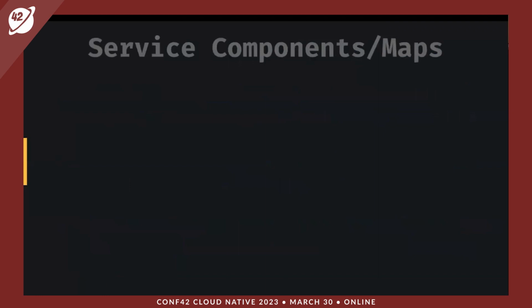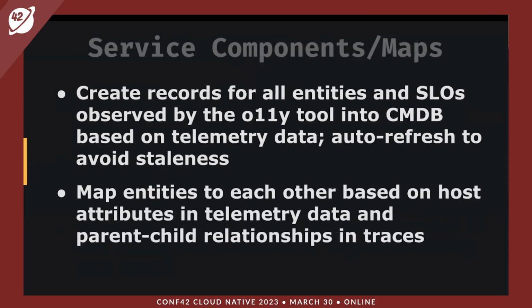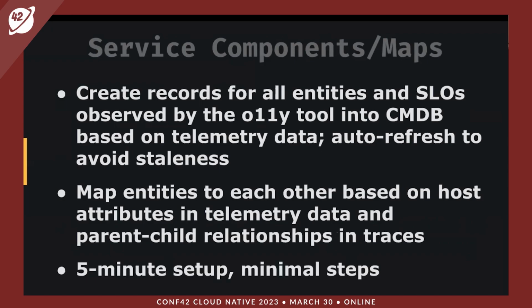In terms of service components and maps, we need to be able to create records for all entities and SLOs observed by the observability tool, create those into CMDB based on telemetry data, and they should be auto-refreshed to avoid staleness. We do this so that we can then make really rich maps out of these entities, and we should map them based on host attributes that are in telemetry data and parent-child relationships and traces. And all of this should be something we can set up in 5 minutes or less.